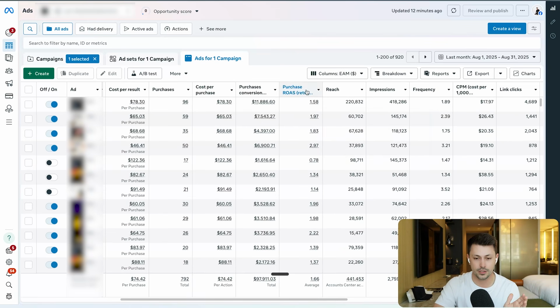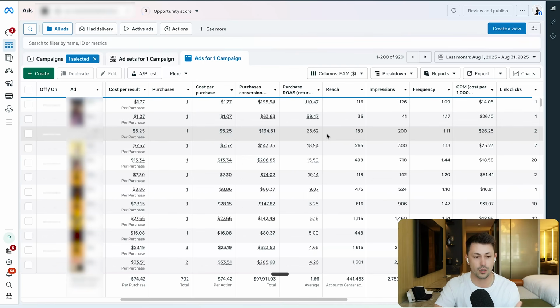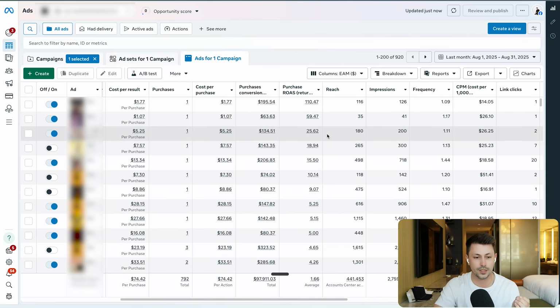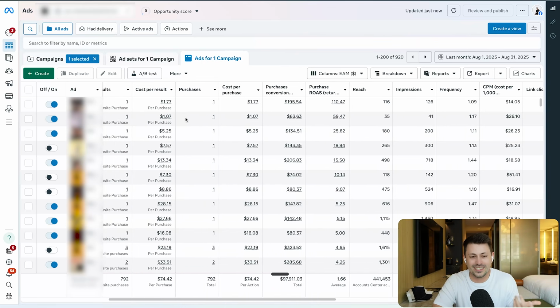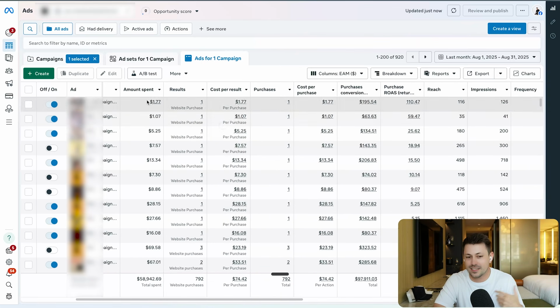If you come into your account and you filter by purchase ROAS, and this is how you decide what your good ads are. I mean, look at this. Some of you might be looking at this and saying, oh my gosh, this ad has a 110x ROAS, or this ad has a 59x ROAS. I need to force budget on this. I need to pull this out and put this. It's not at scale. It's got one purchase, okay? And so it's just not significant, okay? This ad essentially got lucky, right?